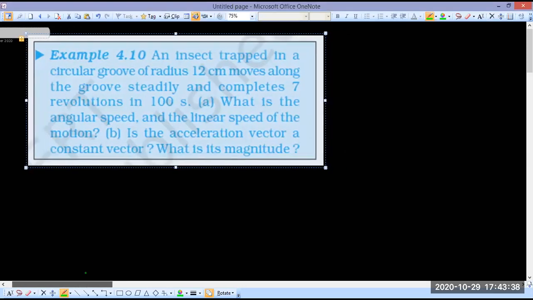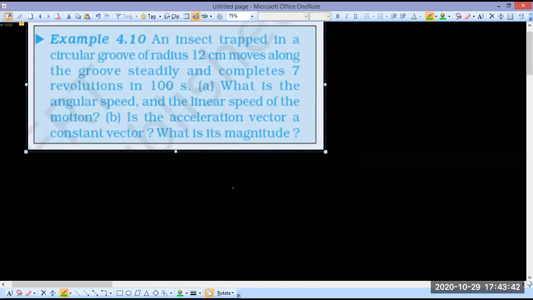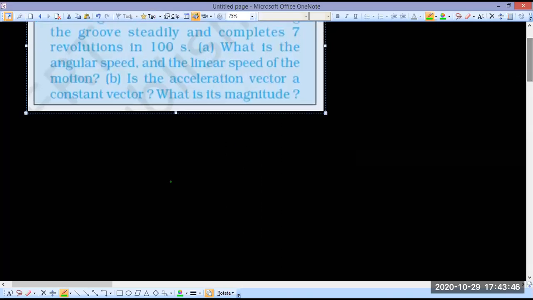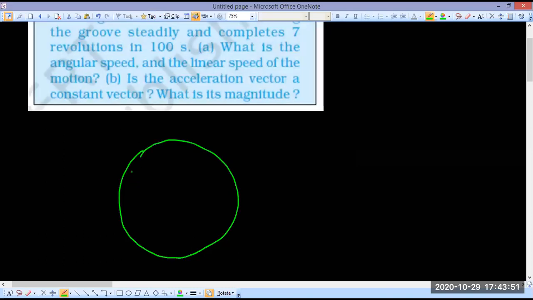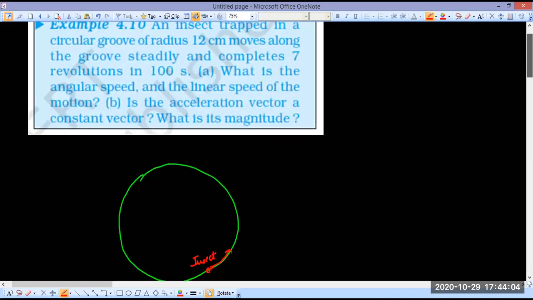Okay, so let's read this question. It says, an insect is trapped in a circular groove. Groove means a channel, and the insect is trapped in it. Let's say this is that circular groove, and the insect will move in this groove like this. Of what radius? 12 centimeter.